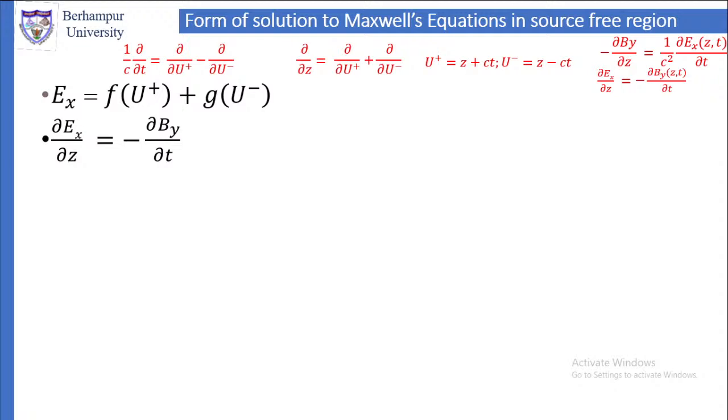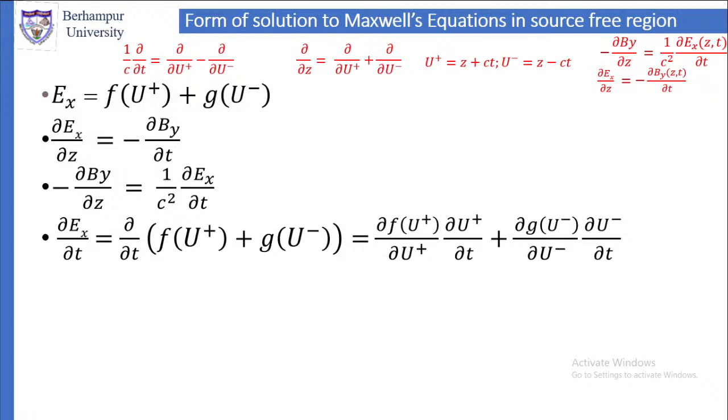Now let us find out what ∂Ex/∂z is. We know ∂Ex/∂z is equal to minus ∂By/∂t, and you can see these equations in red on the top right hand corner. The second equation from Maxwell's equations gives ∂Ex/∂z equal to minus ∂By/∂t. Similarly, the first equation is minus ∂By/∂z equal to 1 by c square ∂Ex/∂t. We have found the form of Ex. Now we have to find the form of By. So let us start with this.